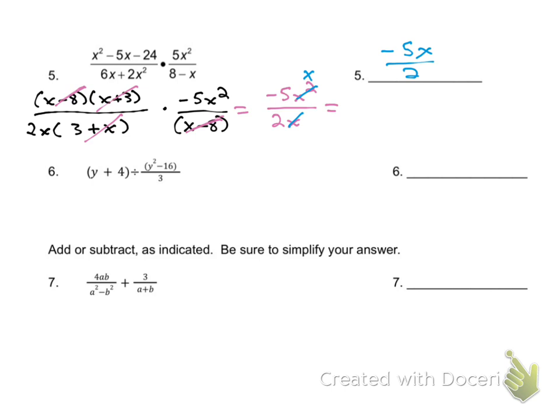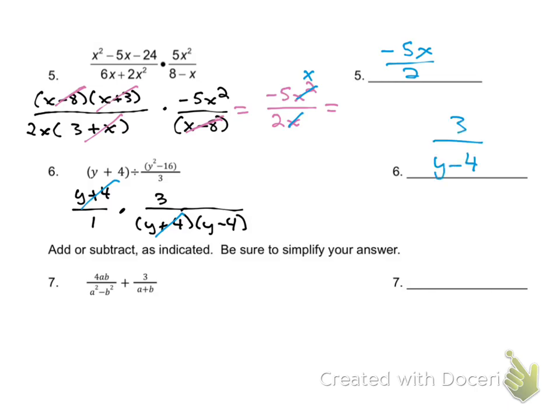I got y plus 4 times 3 over y plus 4, y minus 4. Difference of squares there. So the y plus 4's cancel. We're left with 3 over y minus 4.